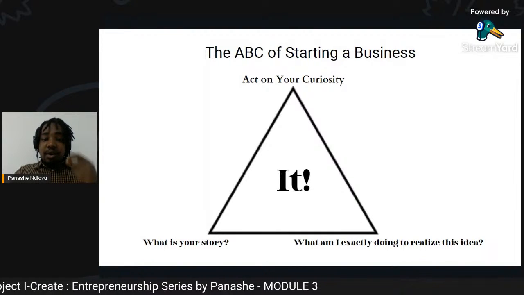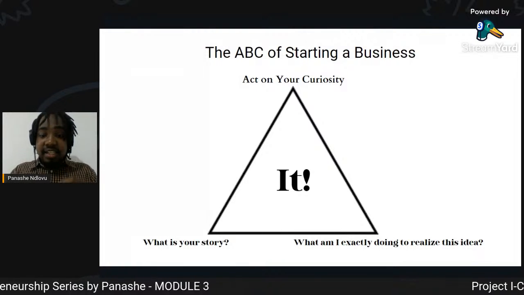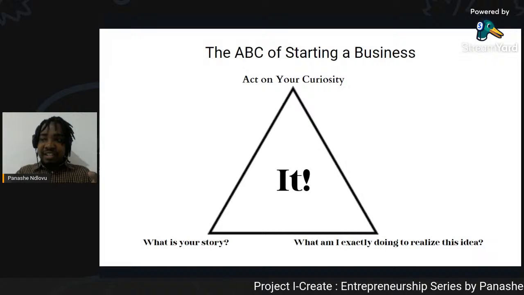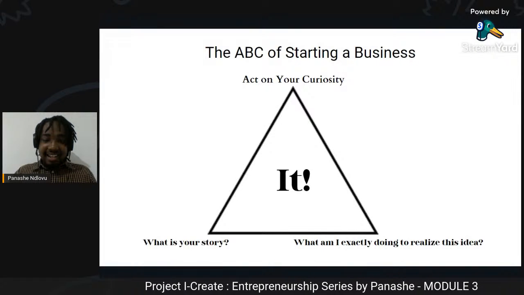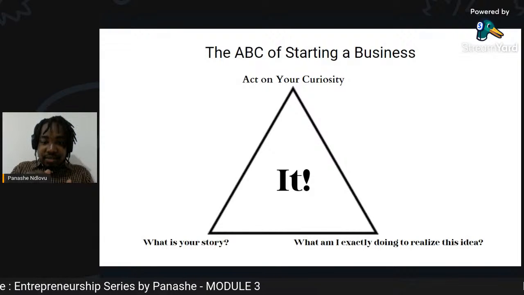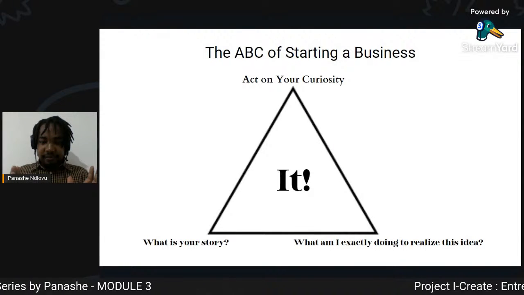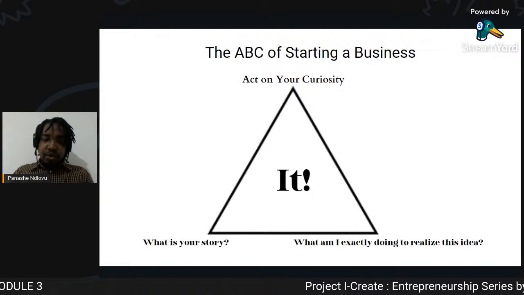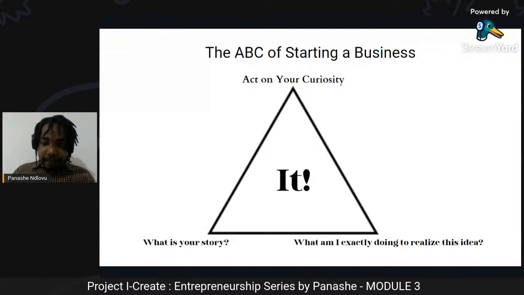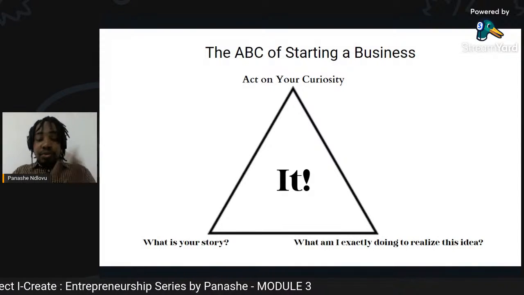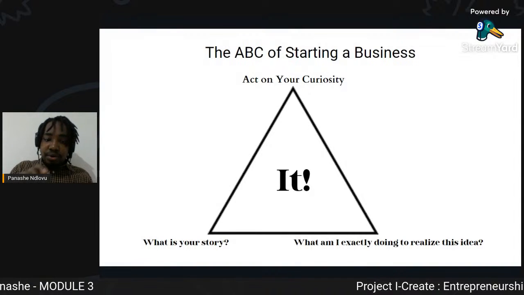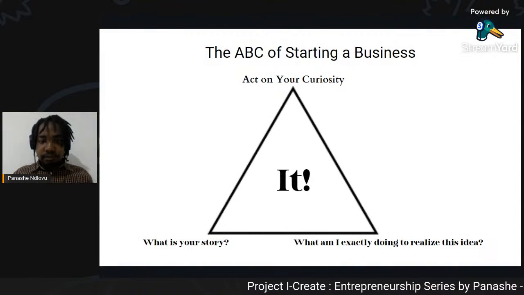because one way of actually starting that business is getting started. This is the truth. You know, this is just it. And so this is why you're going to see on our triangle here, this is why we have the word it, right? So acting on your curiosity, understanding your story, asking yourself what you are doing exactly to realize this idea will get you to it, right?